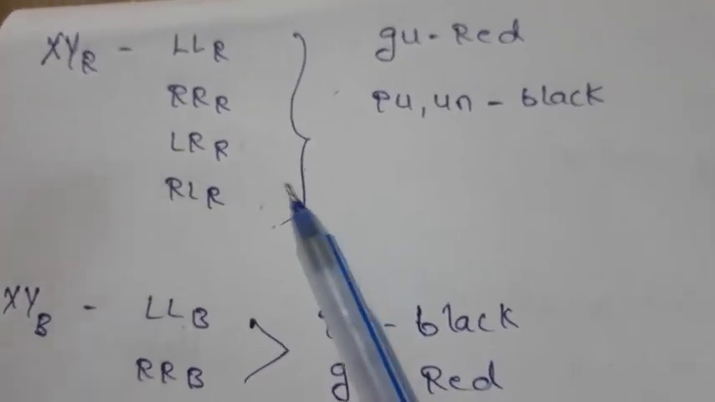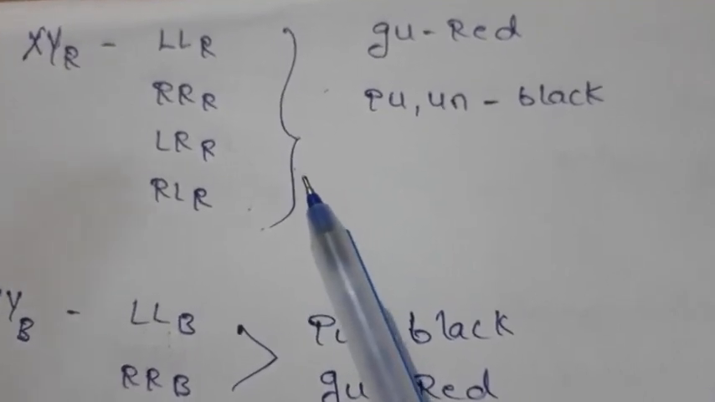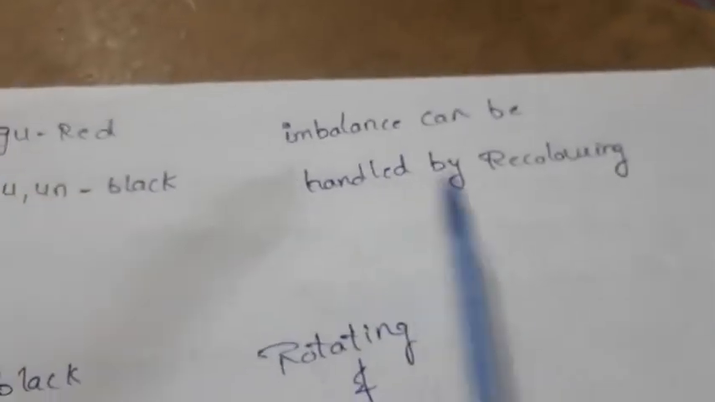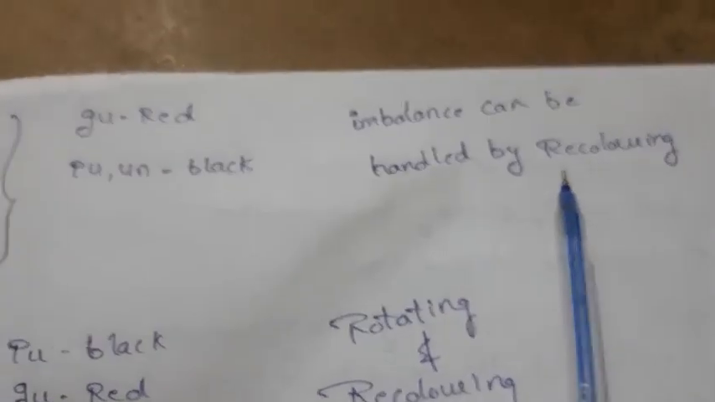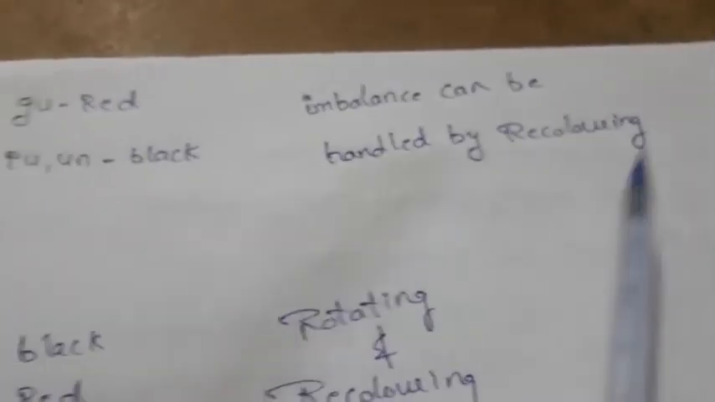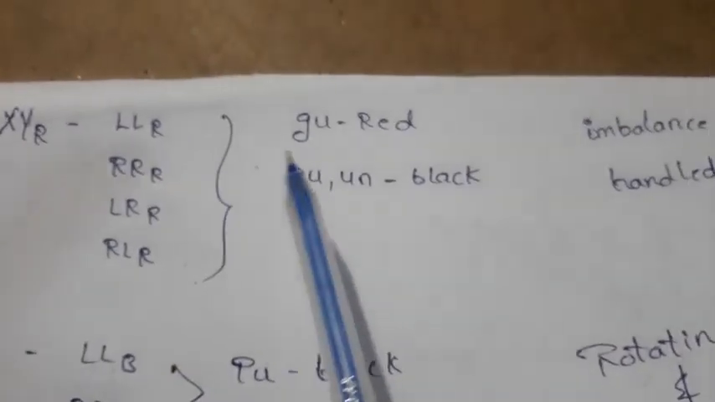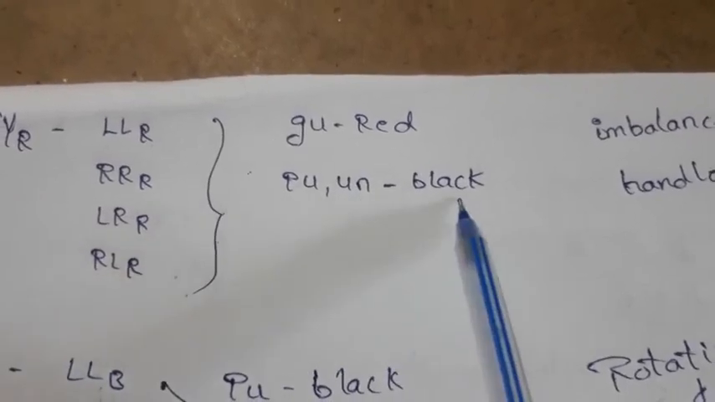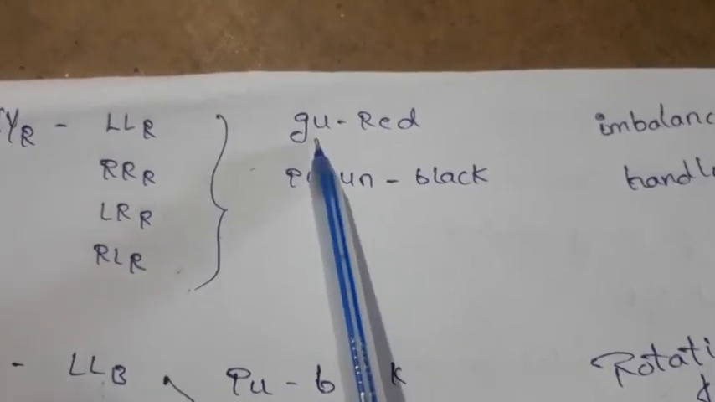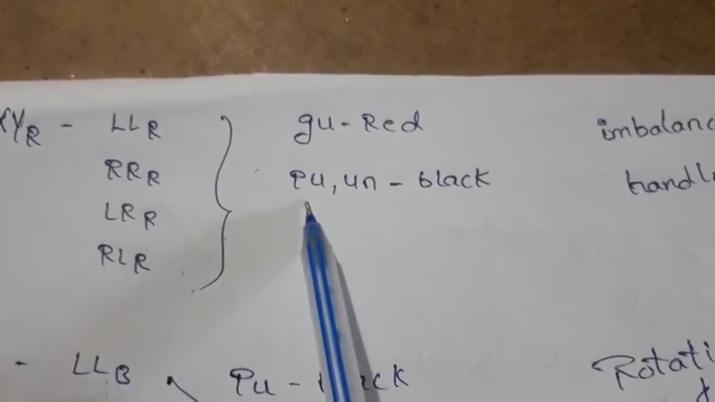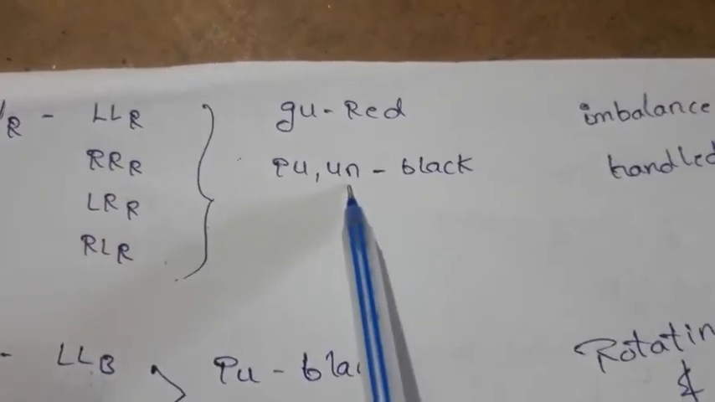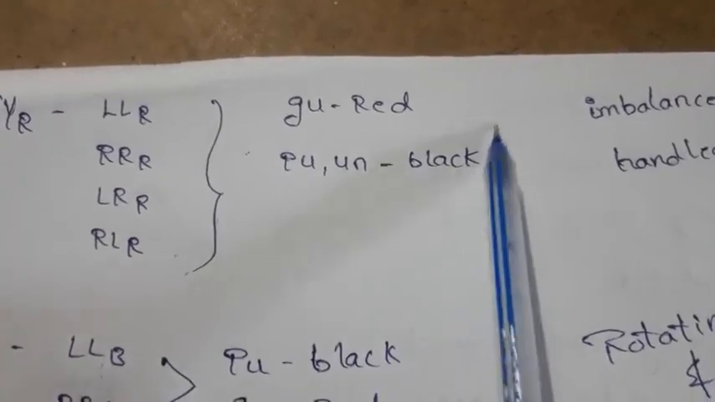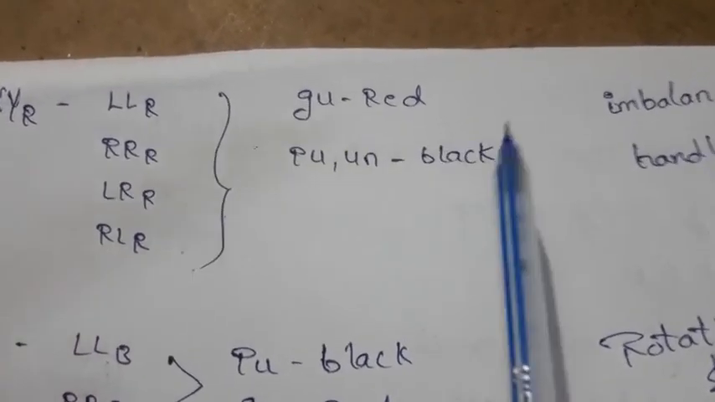So if we get a condition of XYR, these are handled by recoloring techniques. So how are we going to recolor? In this we are going to recolor the GU to red and PU and UN to black. GU means grandparent of U, PU is parent of U and UN is uncle node of U. These are the coloring changes that take place.